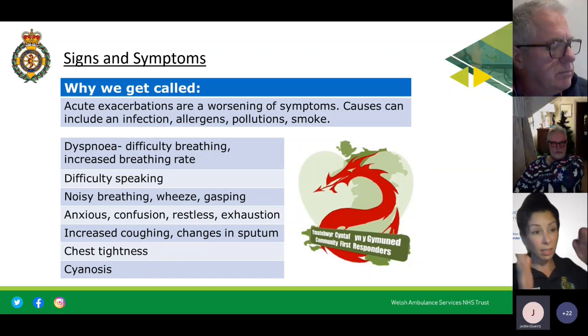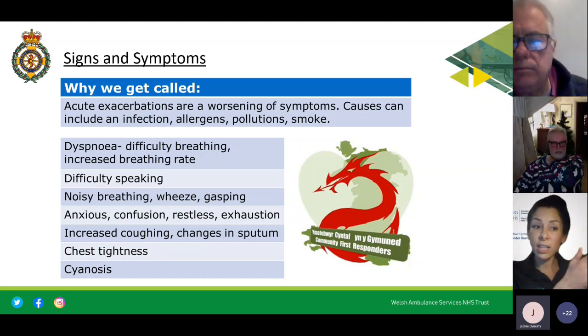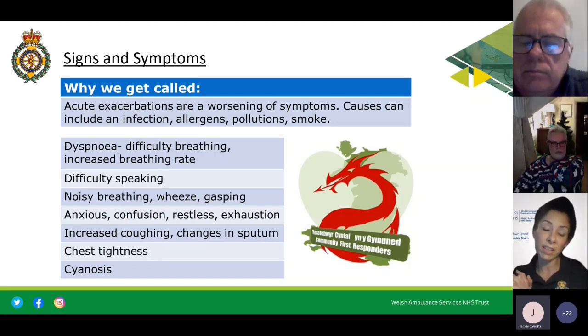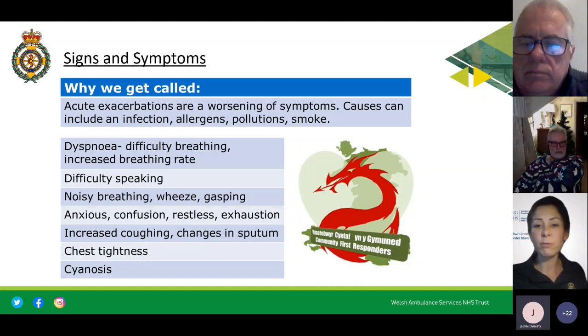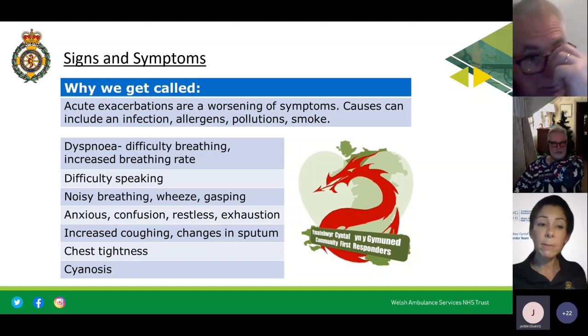I know they're a COPD patient and I've gone down that track, but actually, do I need to swing my focus elsewhere and think that actually there's something else going on here? So be thinking about other differentials there as well. And then thinking about that cyanosis.